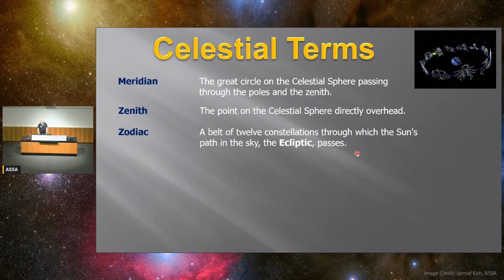The zodiac, so this is the belt of the 12 constellations through which the sun's path in the sky, the ecliptic, passes. In reality, the sun actually passes through 13 constellations. The 13th is Ophiuchus. And we did have a president of the society many years ago who considered himself an Ophiuchian as his zodiac sign.